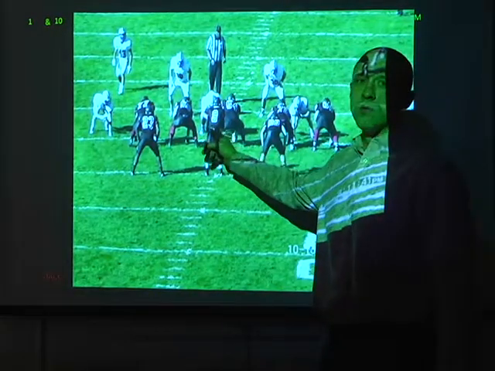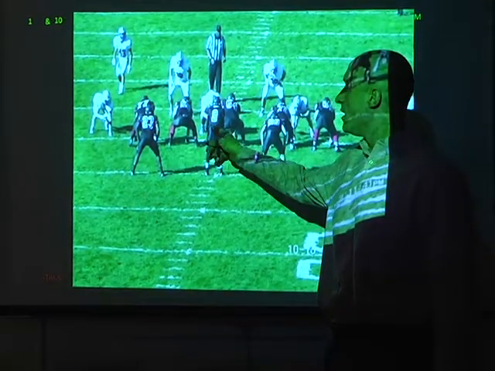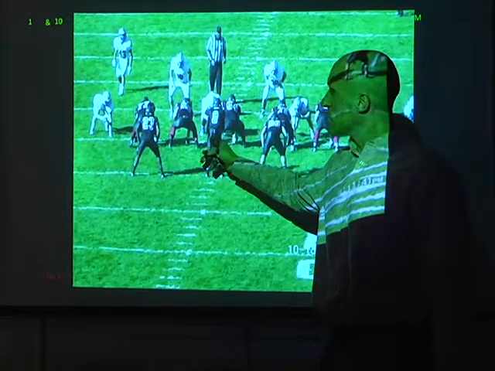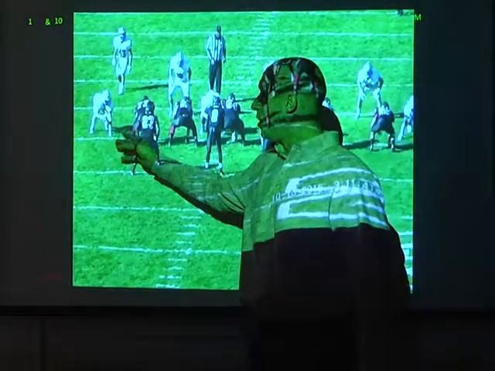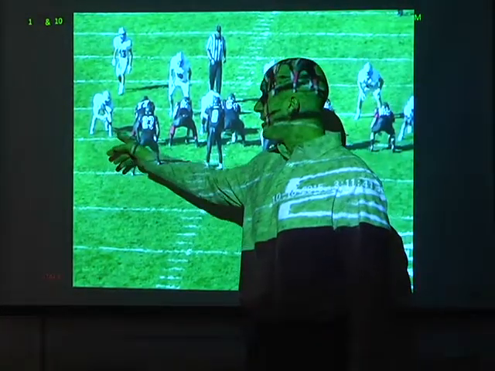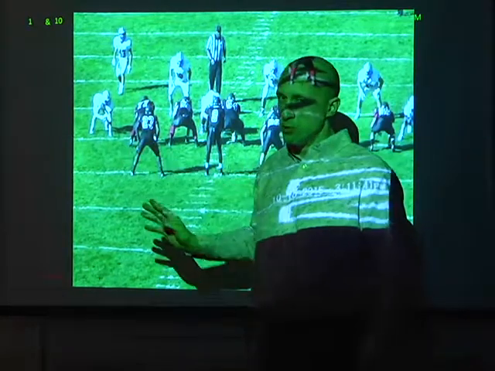Away from the call, we have a 1 technique weak, aligned in the A gap, that's his assignment. And away from the call with no tight end, our defensive end just bumps to a loose, we call it a loose 5 technique, no more again than 2 feet outside shade of the end man on the line of scrimmage.